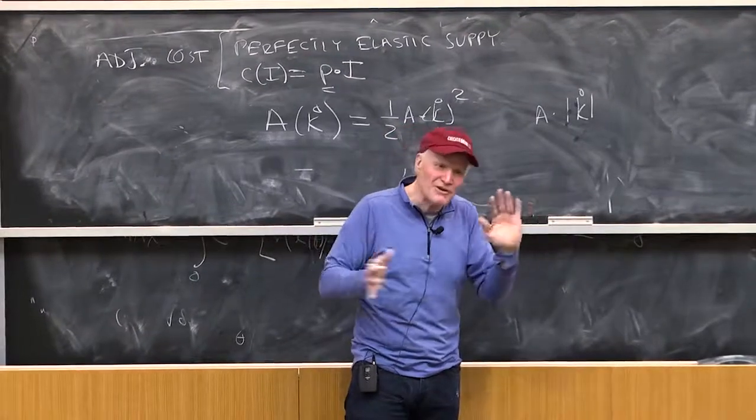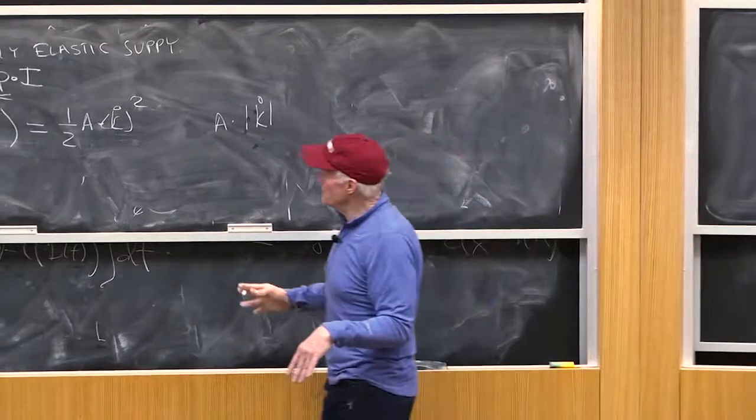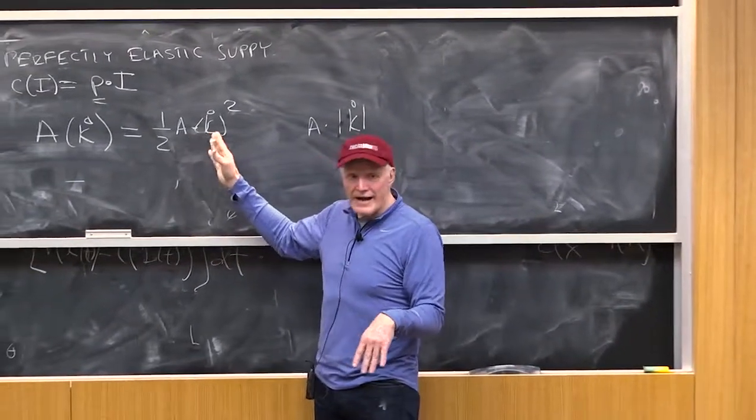So there's a lot of models you can build. Far and away, the one that we've seen people use the most is this kind of quadratic adjustment cost model.